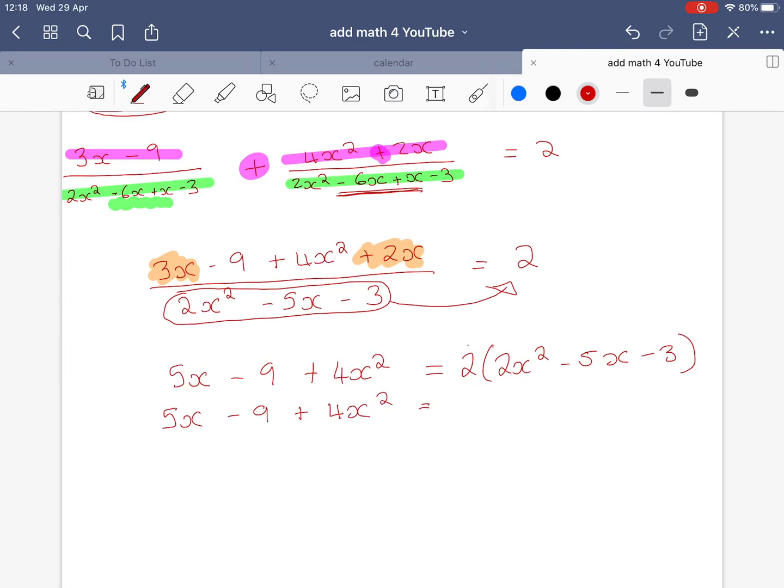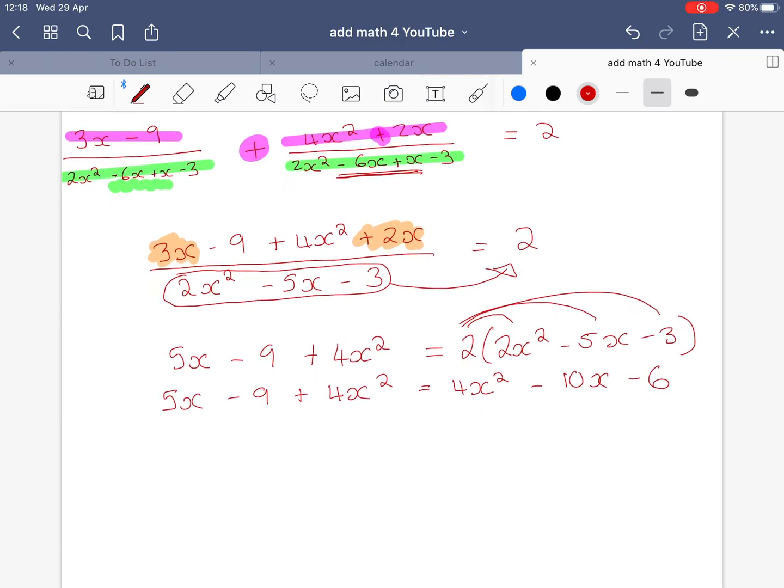This side is now going to be expand my brackets. I'm just doubling everything basically. So 2 times 2x squared, that's 4x squared, minus 2 times 5 is 10x, and 2 times 3 is 6. So I've got one nice line. I'm going to bring everything to one side now. Doesn't necessarily matter which side. I'm going to put it all onto this one.